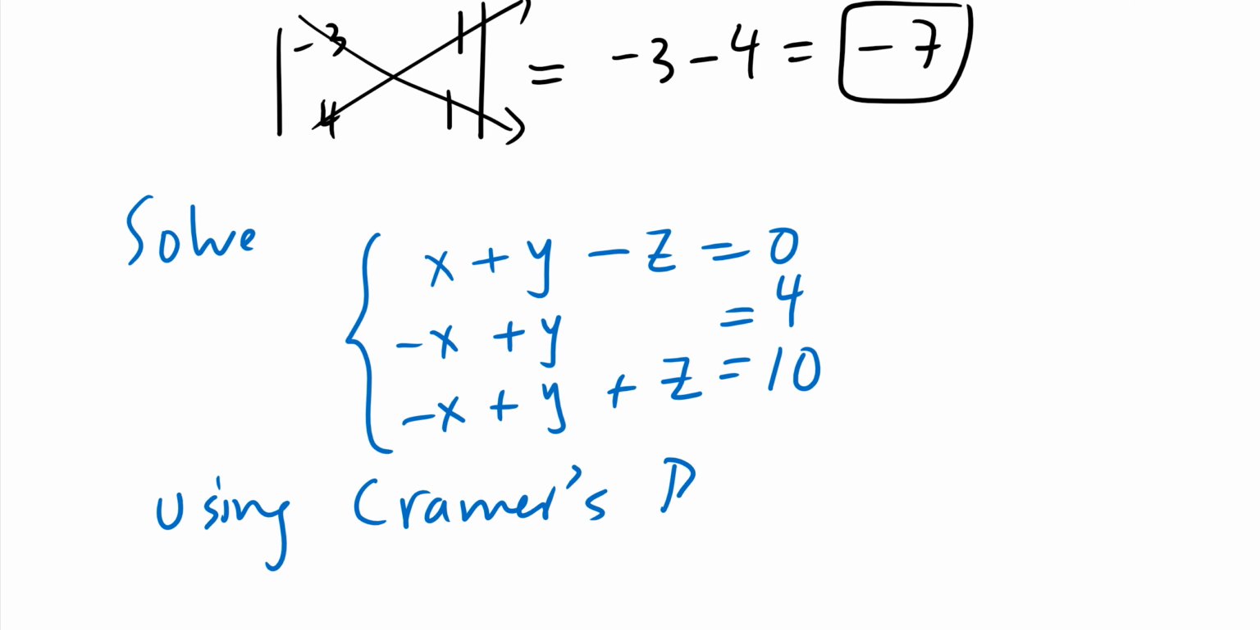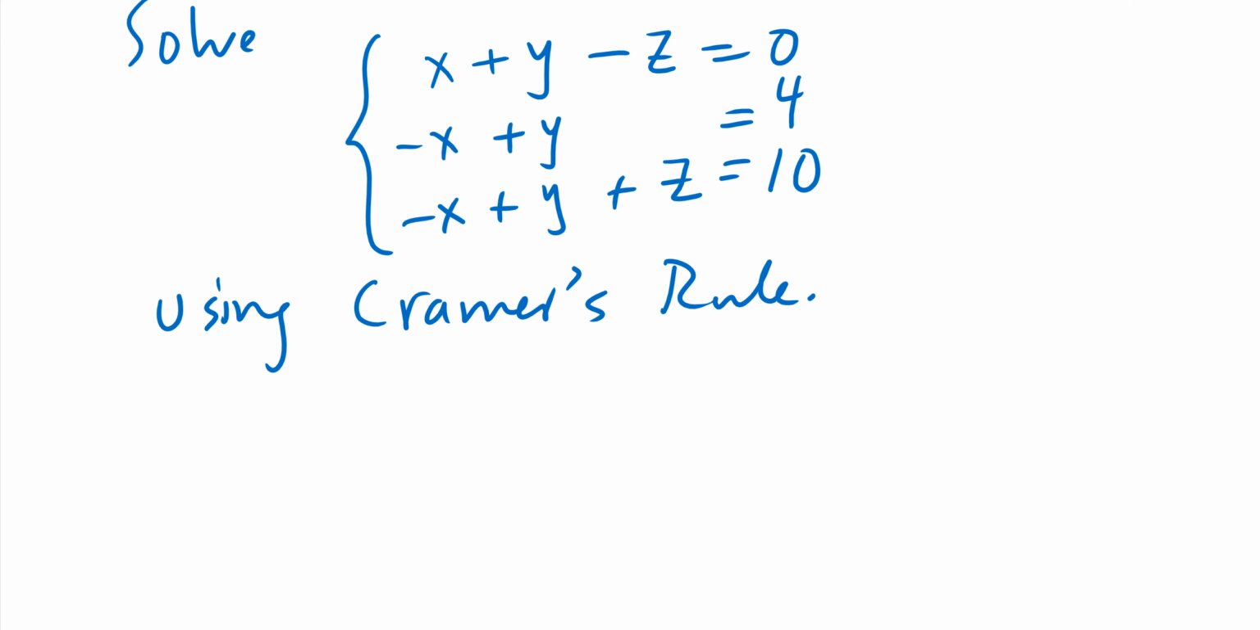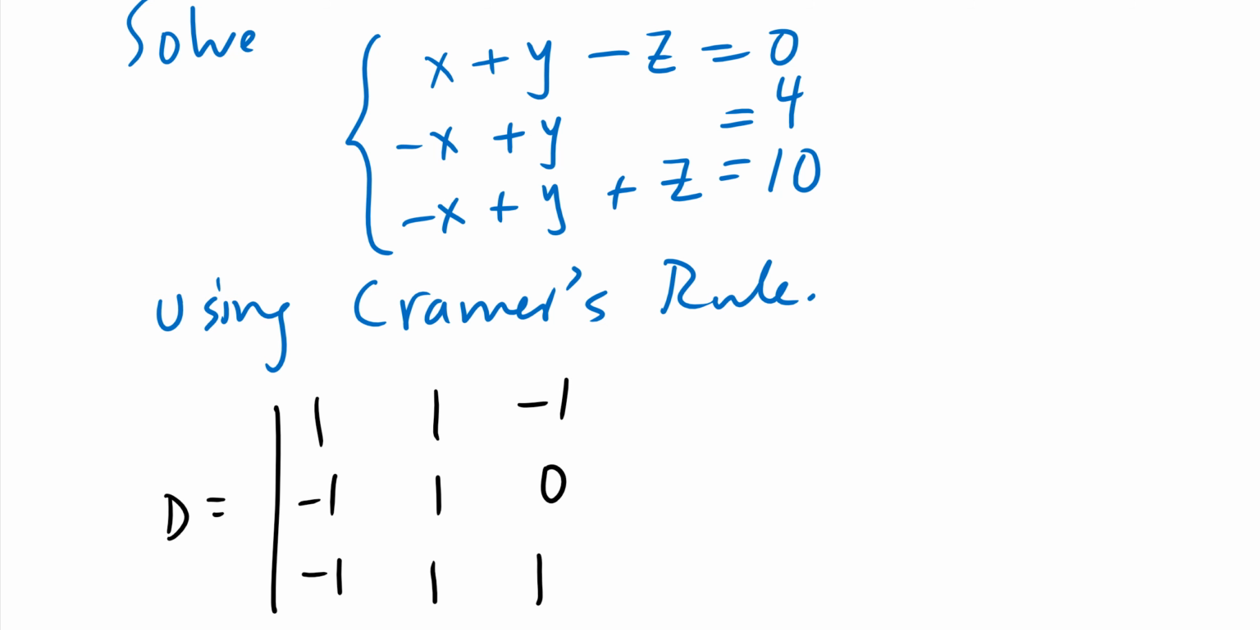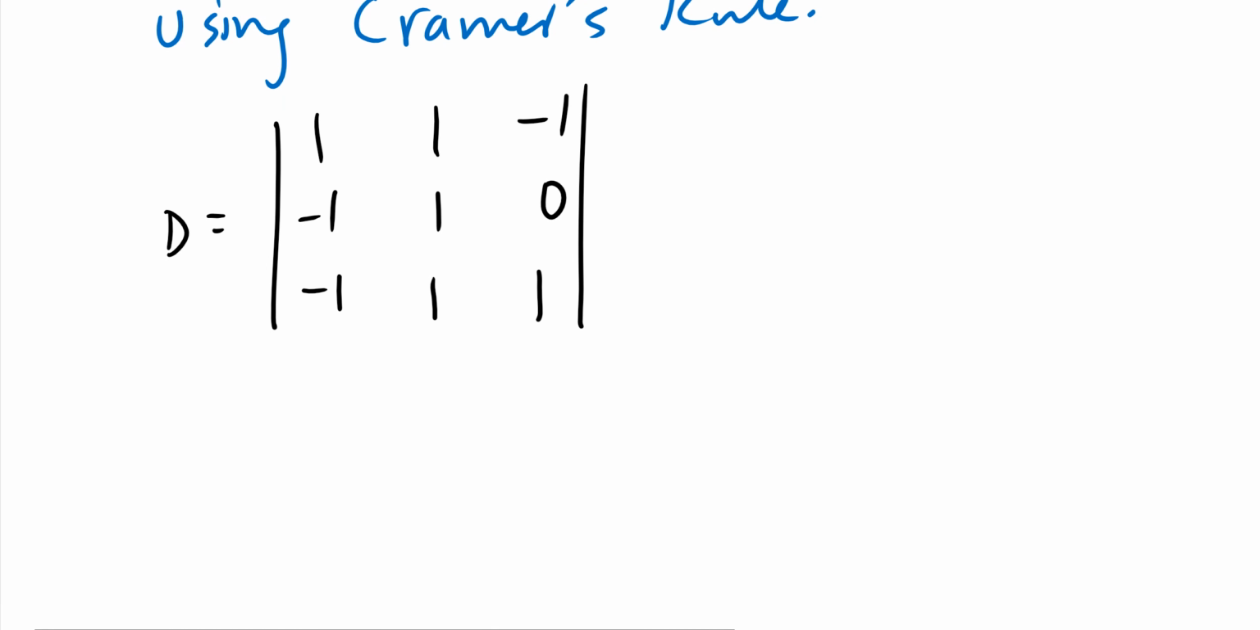Using Cramer's rule, we go the same way as we did before. We find d first. How do you find d? Take the coefficients 1, -1, -1, 1, 1, 1, -1, no z there, and 1. And we're going to find the determinant for this one. That's going to take some time to solve. How do you find the determinant of this one? It doesn't matter which row or which column. Maybe you want to take the last column that has zeros in it.